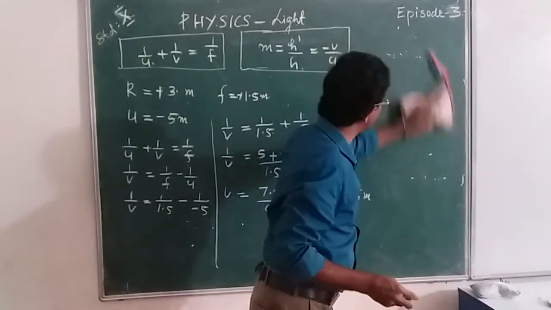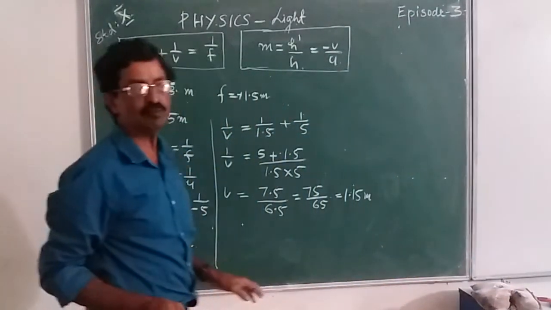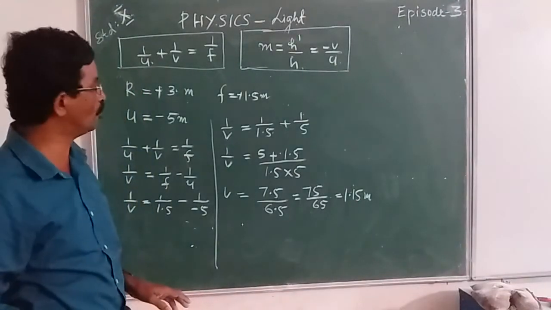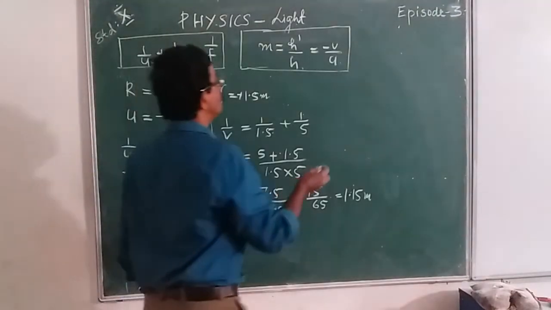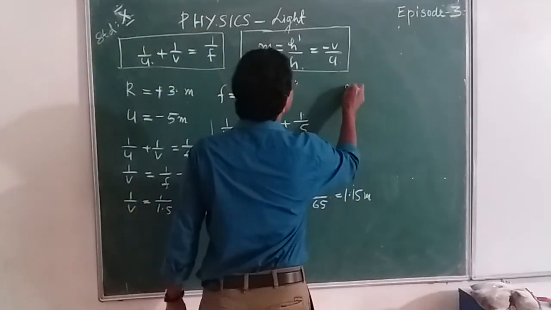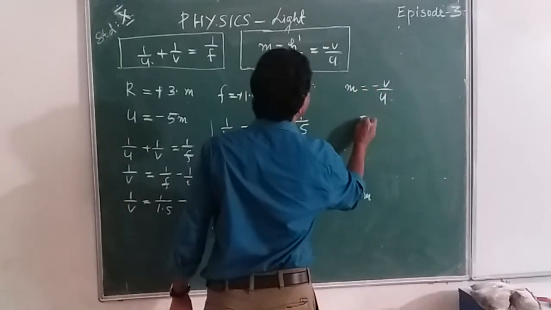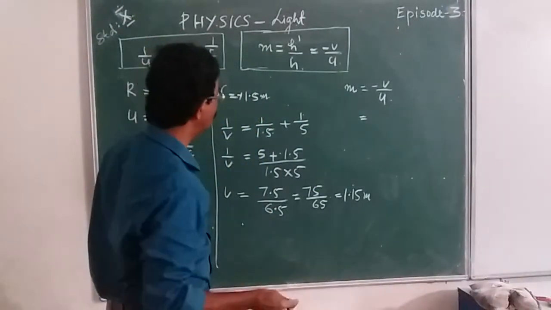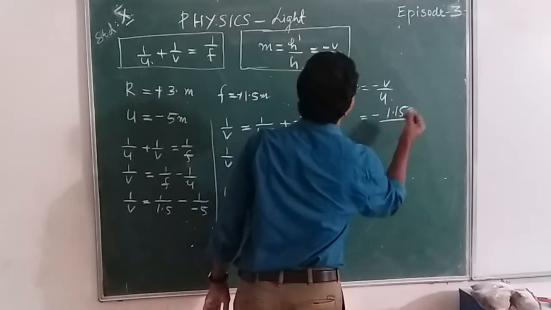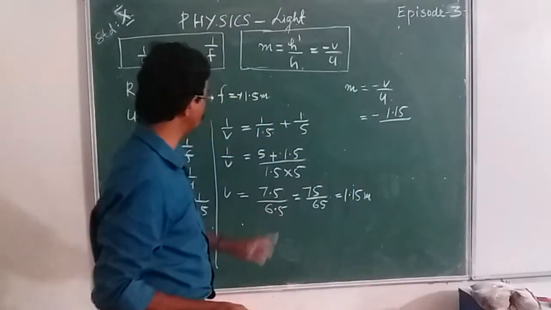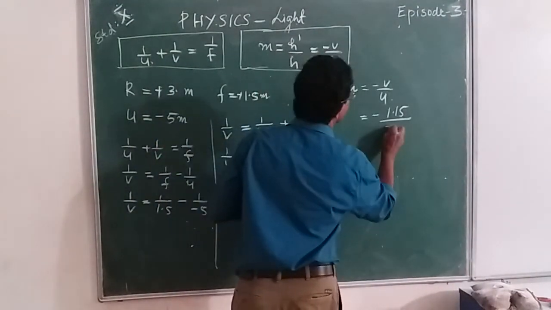Now we want to find out the size of the image. Size means how much longer the image is than the object. So for that we can use m is equal to minus v by u. That is v is 1 minus of 1.15 divided by u. That is equal to, u is how much? 5. That is minus 5.